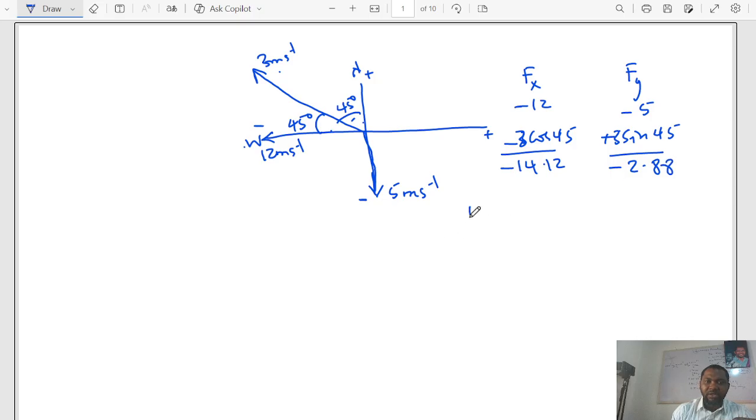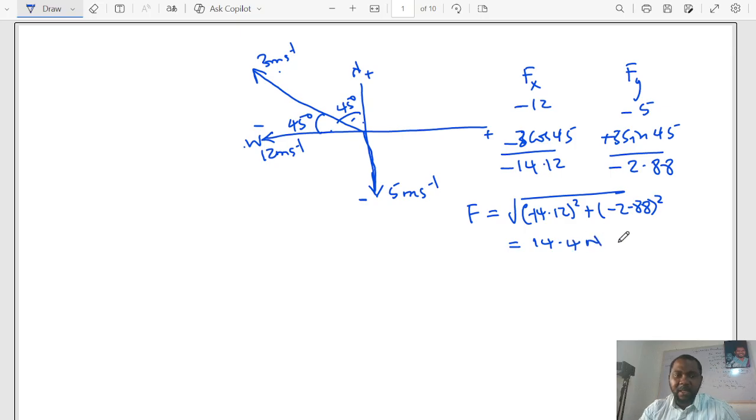So the resultant vector is going to be the square root of the square of each of them. That means minus 14.12 squared plus minus 2.88 squared. And that is going to give us 14.4 newtons. You see, life is beautiful at this point.